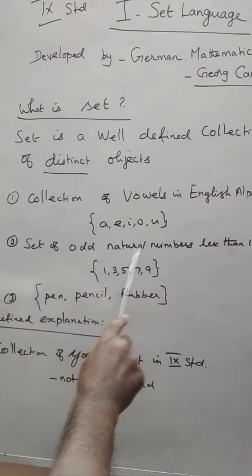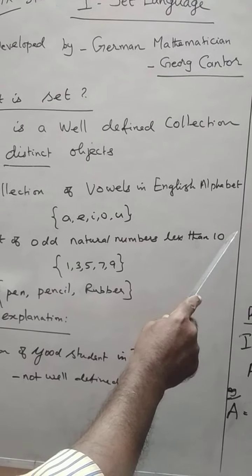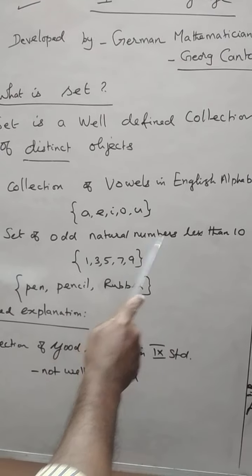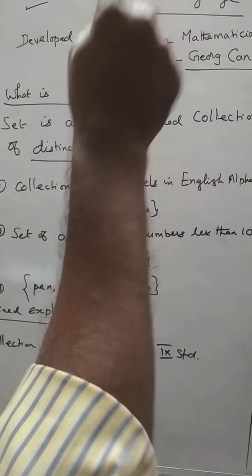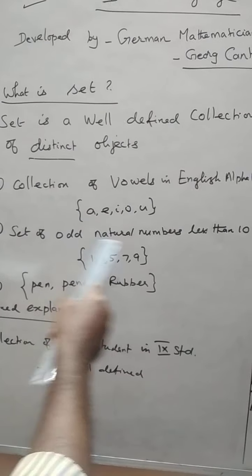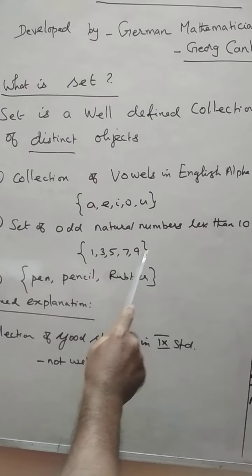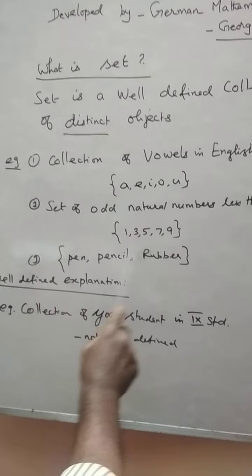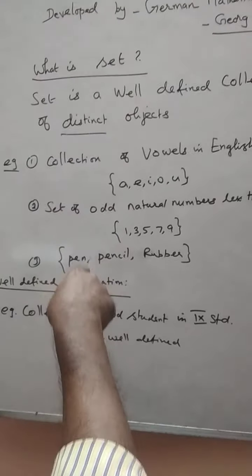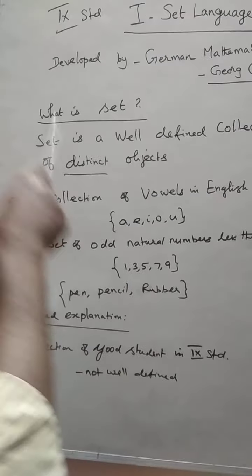Then, set of odd natural numbers less than 10. Natural numbers are 1, 2, 3, etc., up to infinity. So odd natural numbers less than 10 means 1, 3, 5, 7, 9. We put them inside the bracket. Then collection of pen, pencil, rubber. These three are examples for sets.